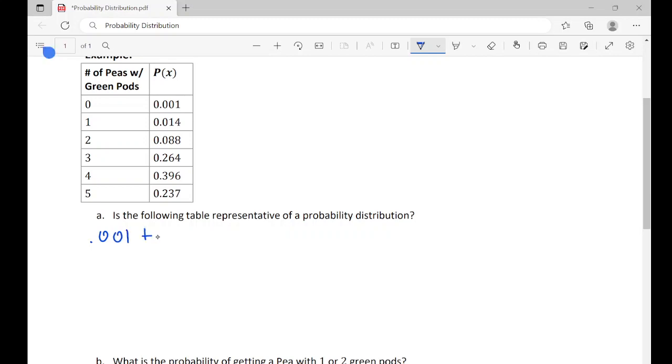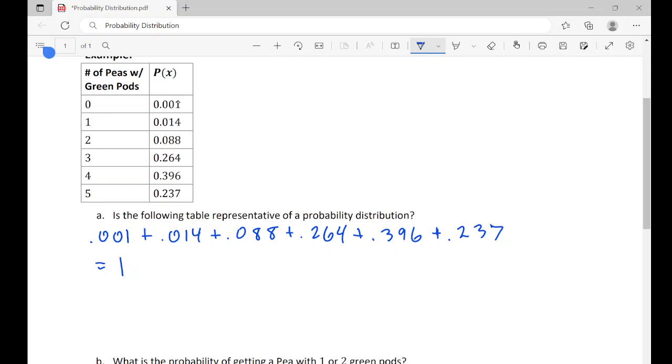0.001 plus 0.014 plus 0.088 plus 0.264 plus 0.396 plus 0.237. Add those all up, and you're going to end up getting 1, which makes sense for this video because we're dealing with a probability distribution, but that's what you should do. You need to make sure that all of these add up to 1.